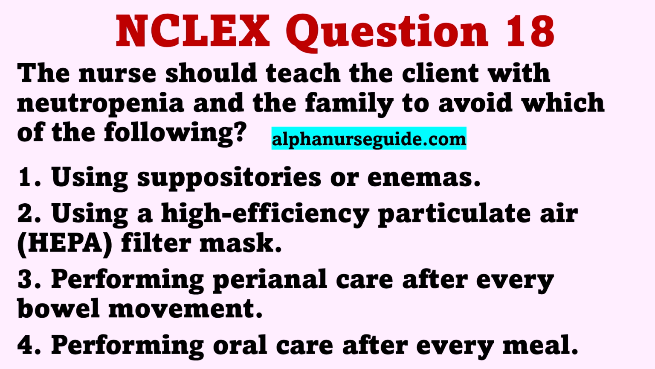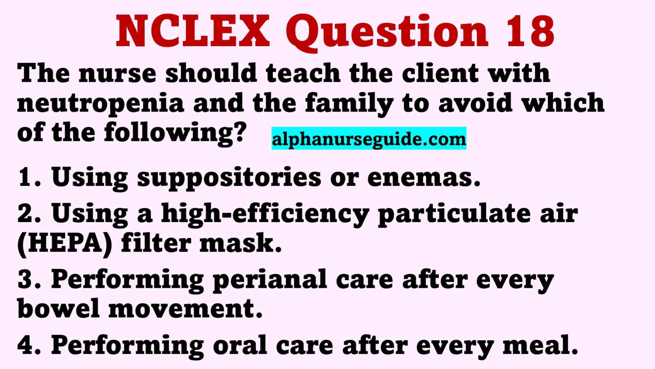The neutropenic client is at risk for infection, especially bacterial infection of the respiratory and gastrointestinal tracts. Breaks in the mucous membranes, such as those that could be caused by the insertion of a suppository or enema tube, would be a break in the first line of the body's defense and a direct port of entry for infection.